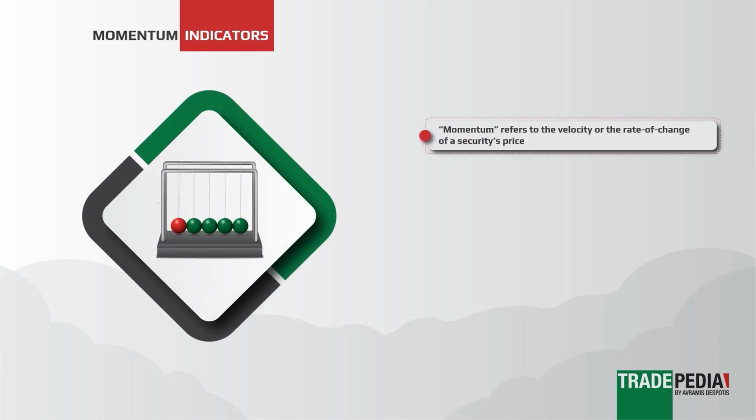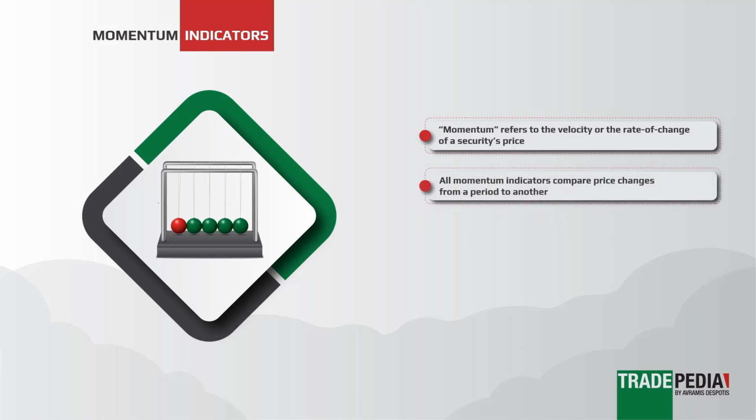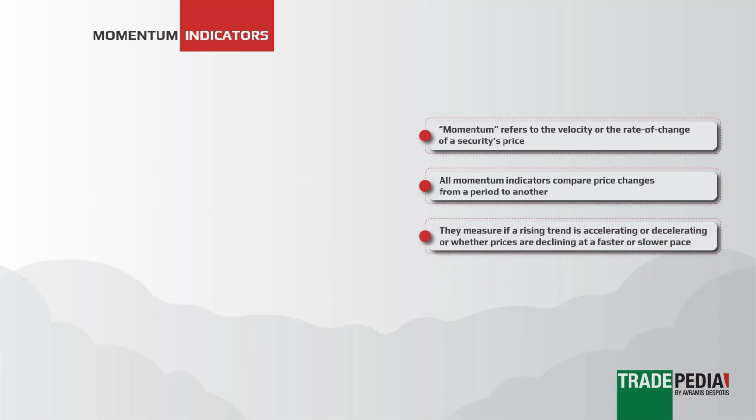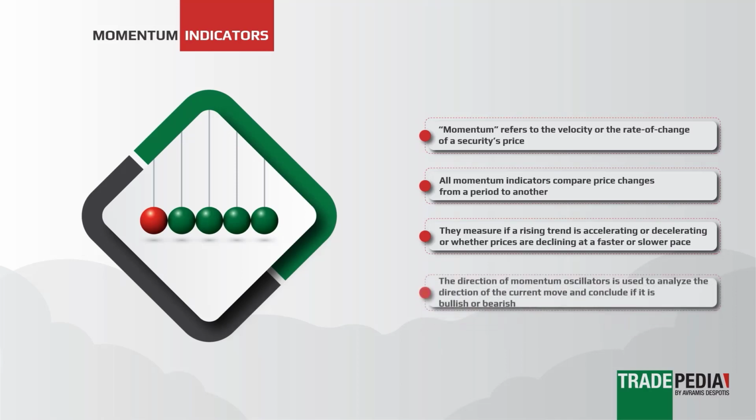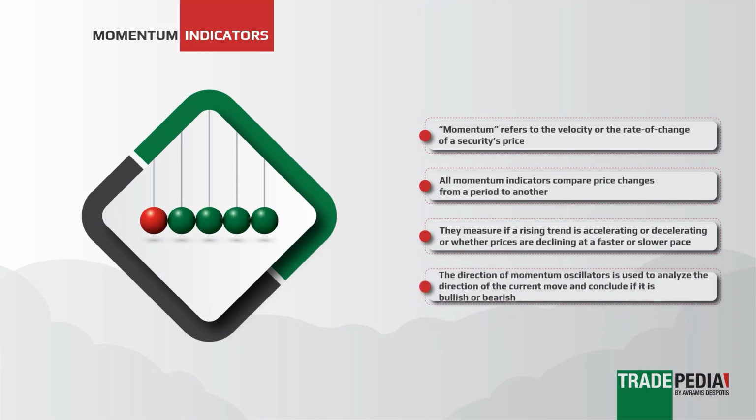Momentum refers to the velocity or the rate of change of a security's price. All momentum indicators compare price changes from a period to another. These indicators measure whether a rising trend is accelerating or decelerating, or whether prices are declining at a faster or slower pace. The direction of the momentum oscillators is used to analyze the direction of the current move or latest price wave and conclude whether it is bullish or bearish.